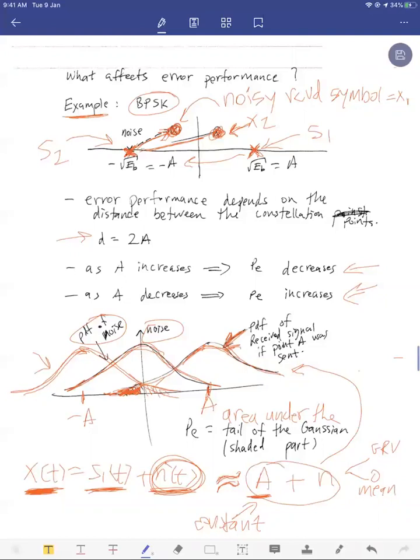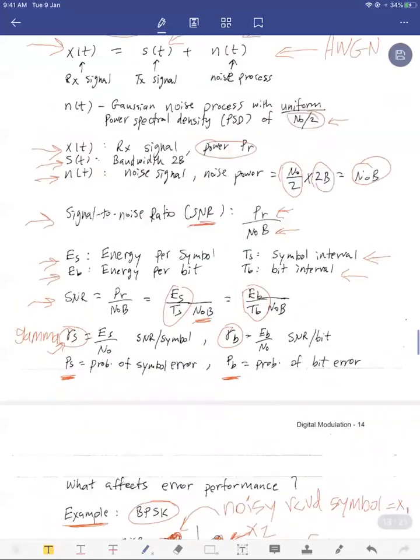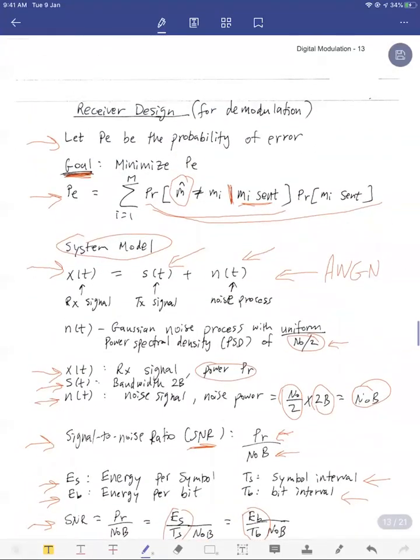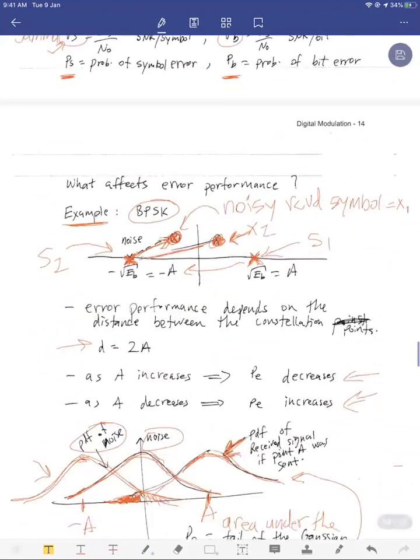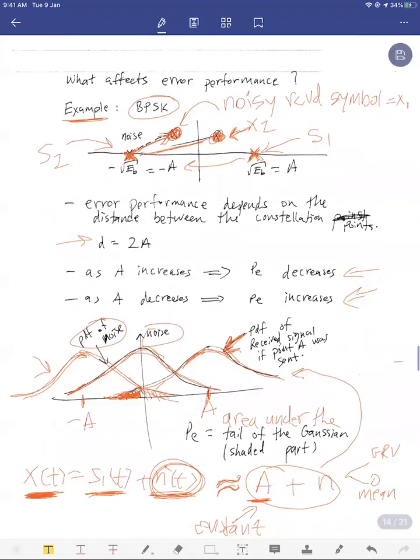Now, what I have to do is average those, right? I again use total probability, and that is right here, if you remember. I sum over the probability of sending both of my symbols. So I'll have probability of sending a times the probability of making an error given a was sent, plus the probability of sending -a times the probability of making an error given -a was sent. Okay, Benjamin, does that answer your question?